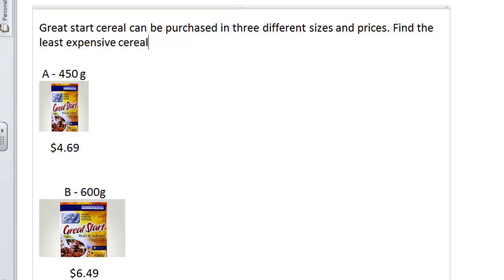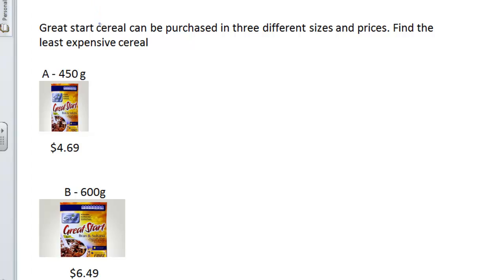But finding 1 gram is very small compared with 450, 600 and 1 kilo. That's why in this case we're going to say, why don't I check the price of 100 gram in each case, in case A, in case B, in case C. So how can I find the 100 gram? And why did I choose 100 gram? Because it's easy to calculate.